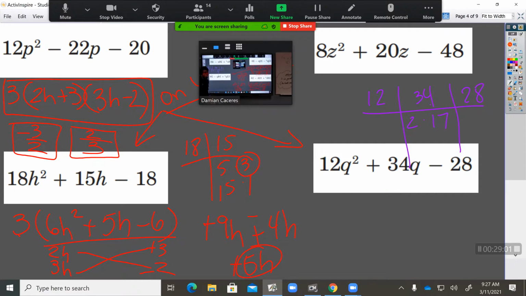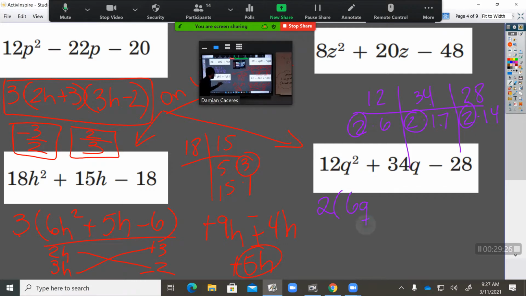2 times 17. Is there any way to multiply and get 17? No. 17 is a prime number. So that tells you there's no other numbers to try out. It has to be a 2. So we have 2 times 6 here, 2 times 14 there. So we factor out a 2 and divide to see what's left in the parentheses.